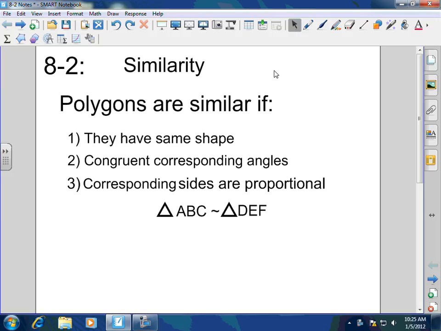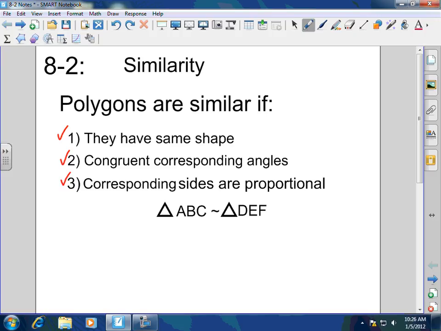So polygons are similar if, number one, they have the same shape, of course. Number two, if they have congruent corresponding angles. So if the angles that are corresponding are congruent, it's going to be similar as well. And last but not least, the corresponding sides are proportional.